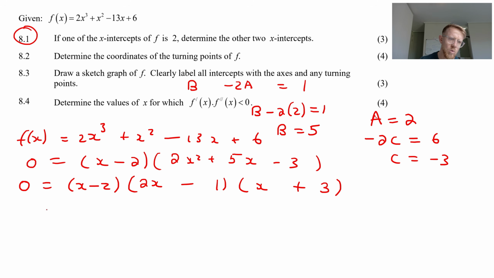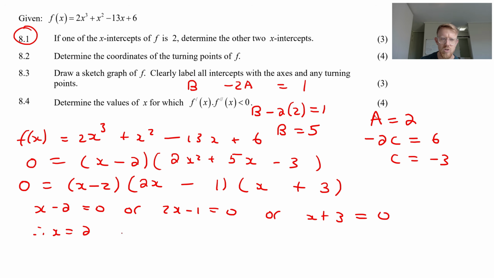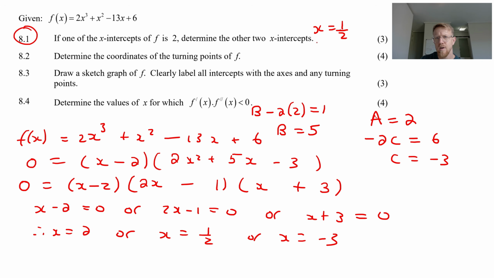So now we can go get all of our x-intercepts. We can say x minus 2 must be 0, or 2x minus 1 must be 0, or x plus 3 must be 0. And so therefore, x is 2, or x is going to be a half, or x is going to be minus 3. So there we've gone and found, they said if x equals 2 is one of the x-intercepts, then what are the other two x-intercepts? It's x equals a half and x equals minus 3. This question here, super easy marks.